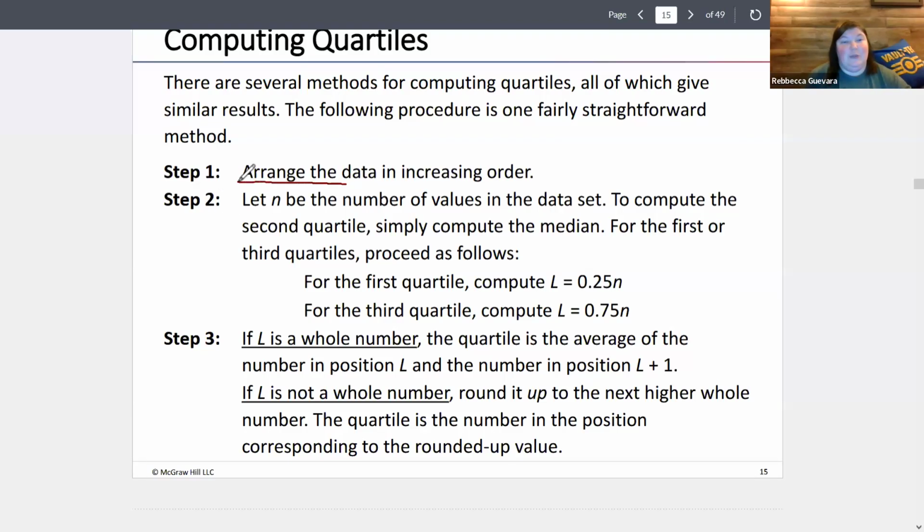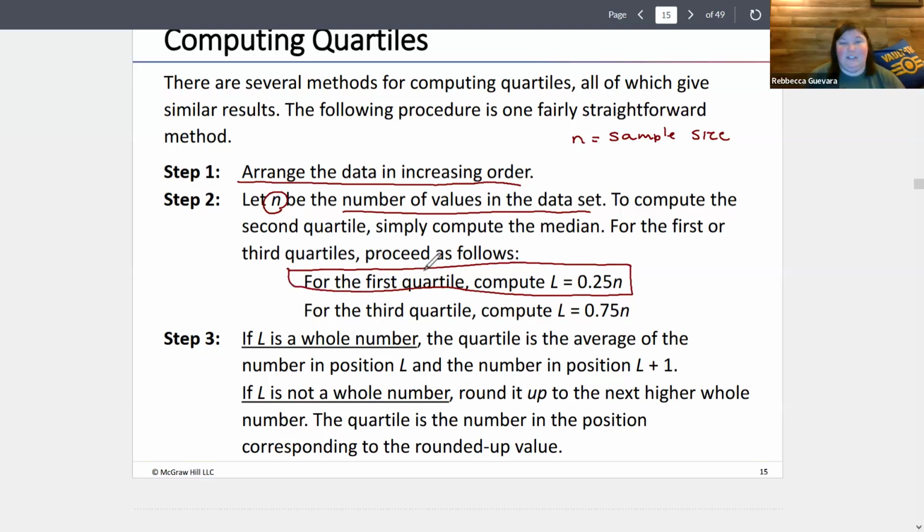Always remember, just like when you're looking for a median, you need to arrange your data in increasing order, from the smallest number all the way up to your largest number. We're going to let n be the number of values in the data set, so it's your sample size. Your first quartile is just going to be 0.25 times n, because that's 25% into your data. And then your third quartile is 0.75 n.